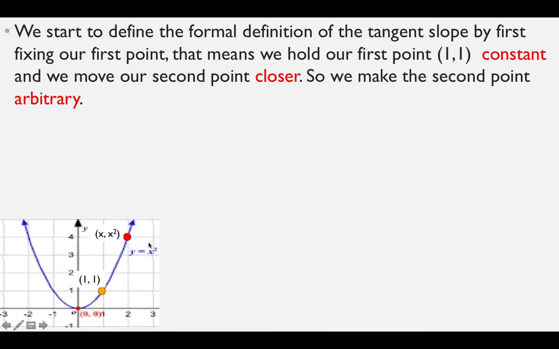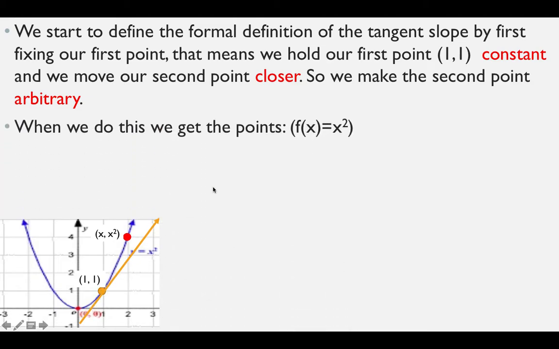That comes from the function right here, see? X and then x squared, so x comma y. This makes the point arbitrary. What my goal is, I'm going to take this point and move it so that essentially it's on top of this point to give me that tangent line slope. So here in the yellow is what I want, right? I'm going to move this point closer so that I get this yellow line, which is my tangent.